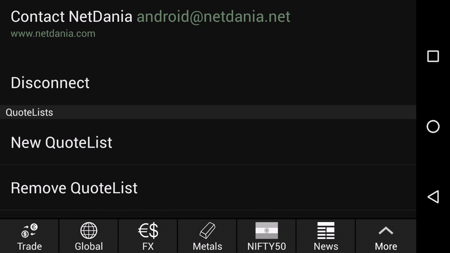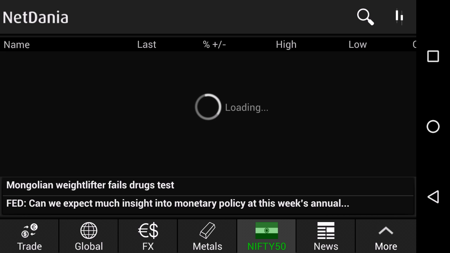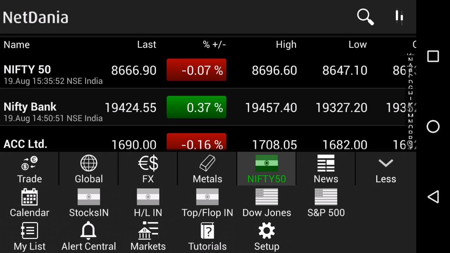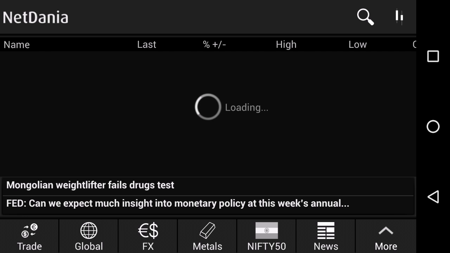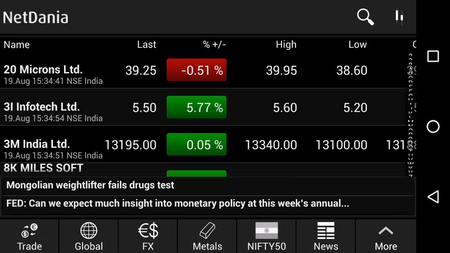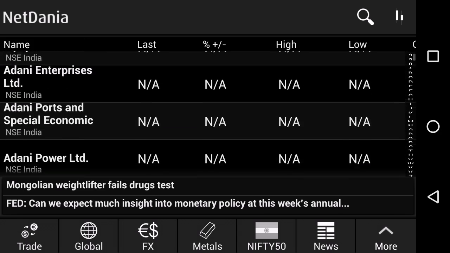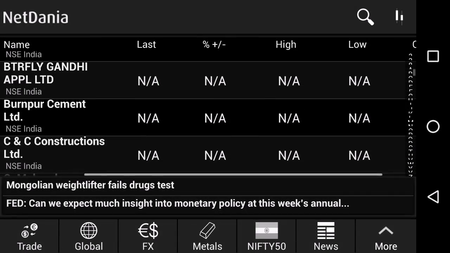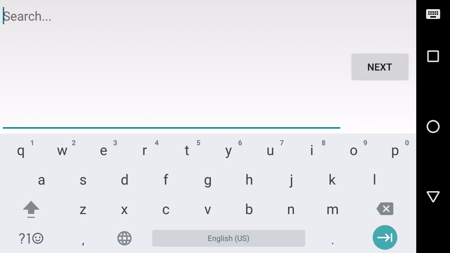After you register, by default you will register on an Indian index, so you will get Nifty out here and stocks in. Mostly all are NSE listed. There are no BSE charts on this application. You keep scanning stocks from A to Z. If you want to search any stock, you can search it out here.